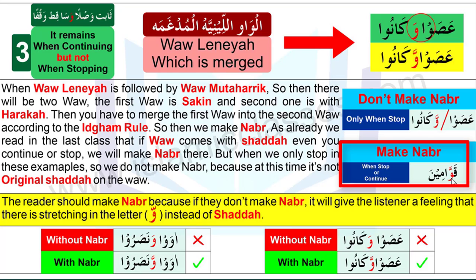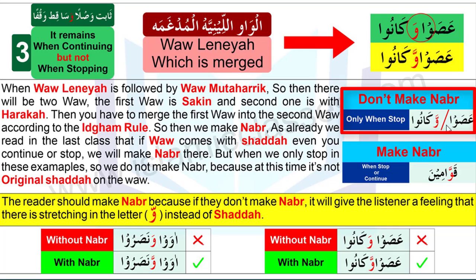The reason is that in this example the waw is coming with shadda sign, because this shadda sign on this waw is an original sign. In the above example, here is not an original shadda sign on the waw, because when we stop, this shadda sign will be skipped from here. At that time only you will see fatha sign on the waw. As we say asaw wakanu, because we read here when the first letter is sakin letter and second letter is mutaharrik and you want to continue, then you will make idgham rule. At that time this shadda sign comes. But right now we are not continuing, we are stopping, so we are not making idgham rule. If we are not making idgham rule, it means there is no shadda sign, right? So it is not an original shadda sign.